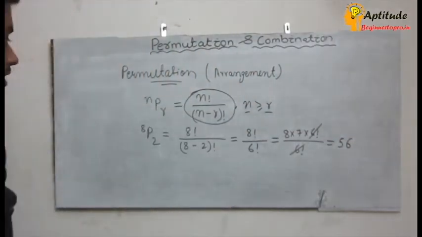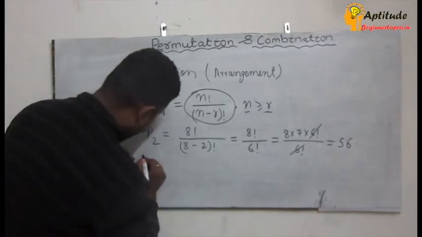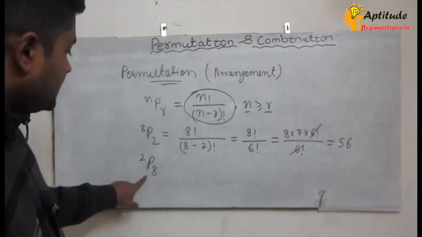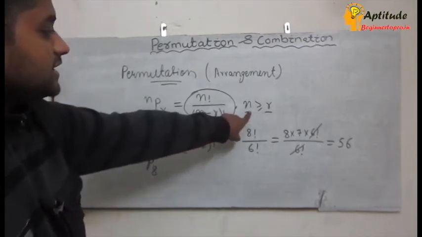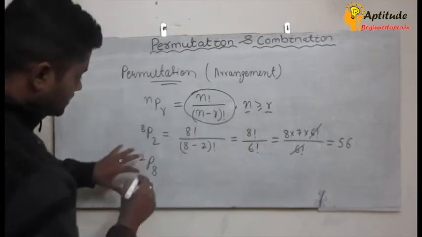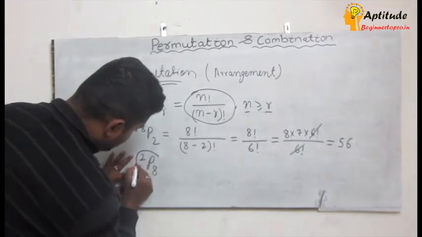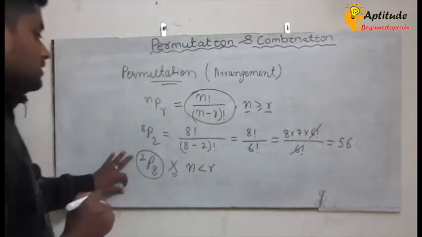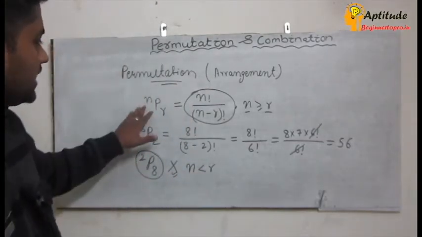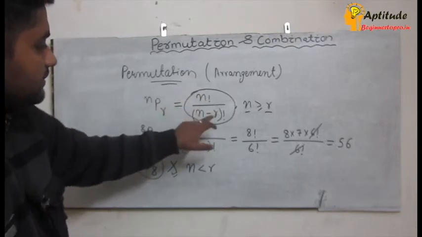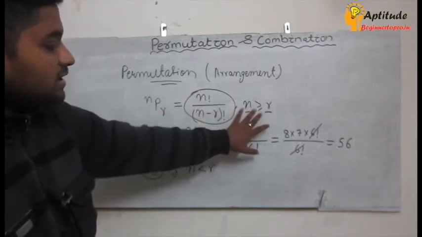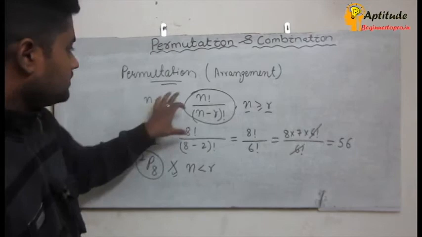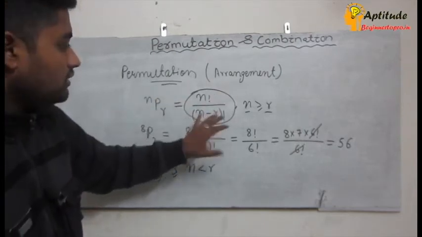56. But if the question asks what is the value of 2P8? Here the value of n is 2 and the value of r is 8, but it is not satisfying the condition n greater than or equal to r. So the value of 2P8 is not possible, because n is less than r. Just remember this formula, nPr equals n factorial by (n minus r) factorial, where the n value must be greater than or equal to the r value. Wherever you see n less than r, we cannot write nPr as n factorial by (n minus r) whole factorial.